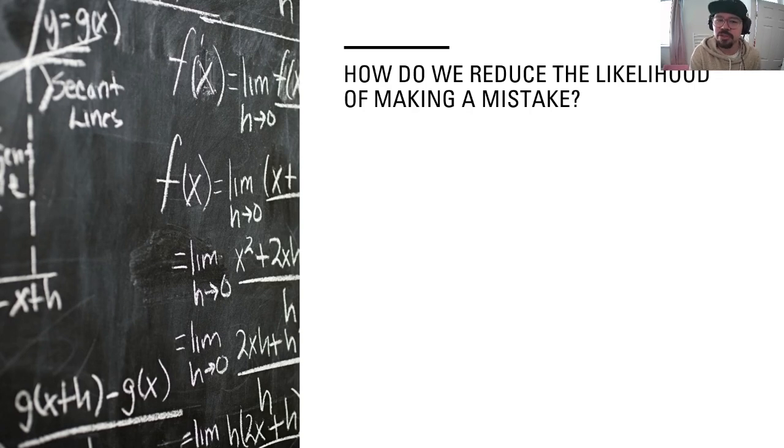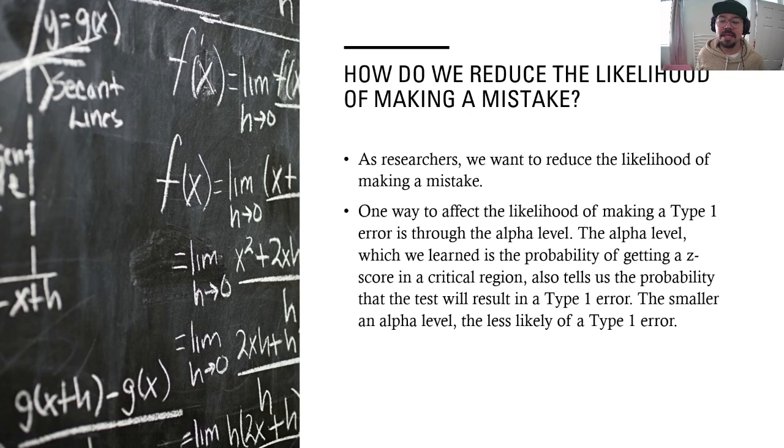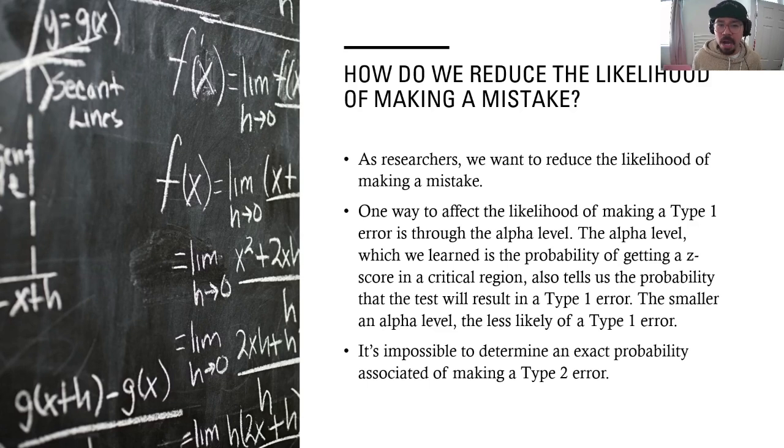Okay. So how do we reduce the likelihood of making a mistake? As you can imagine, as researchers, we definitely want to reduce the likelihood of making these mistakes. One way to affect the likelihood of making a type 1 error is through the alpha level. The alpha level, which we learned is the probability of getting a z-score in a critical region, also tells us the probability that the test will result in a type 1 error. The smaller the alpha level, the less likely of us making a type 1 error. It is impossible, however, to determine an exact probability associated with making a type 2 error, so we don't necessarily have a probability associated with that.